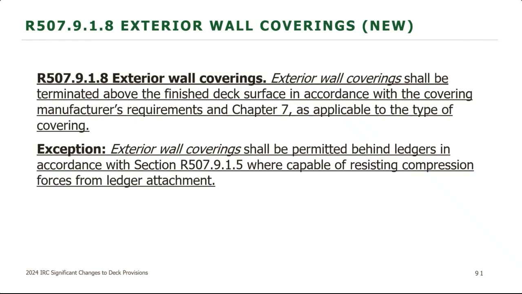So those are all the new sections in 507.9.1 that are covering the ledger flashing, the water resistant barrier, and the exterior wall coverings. So all that stuff was brand new.